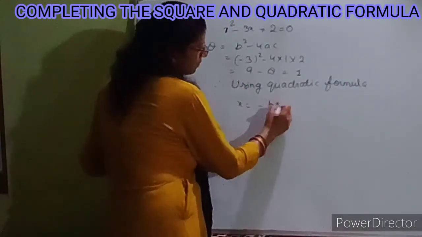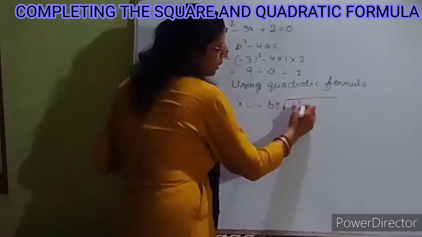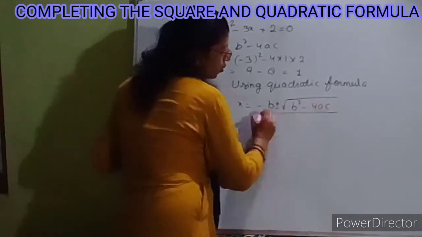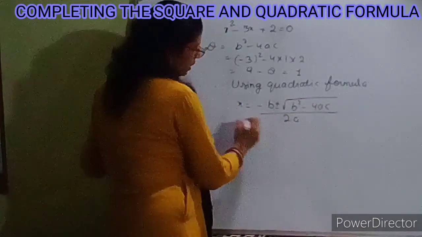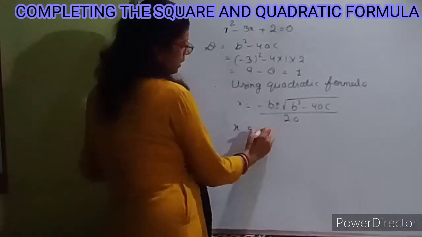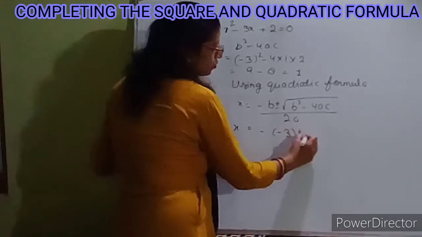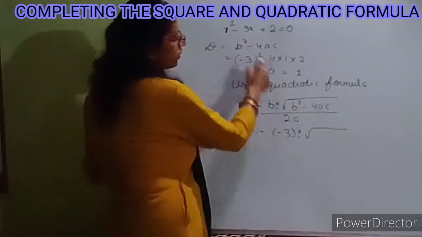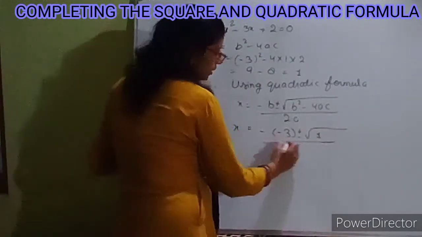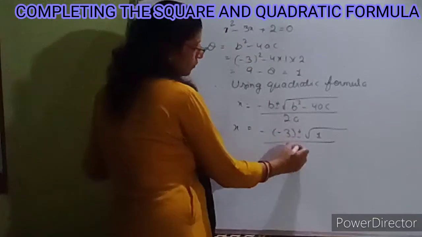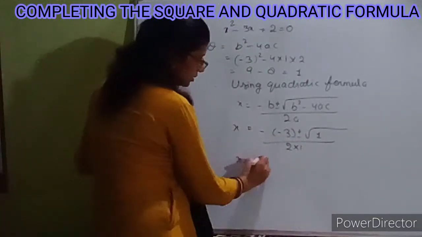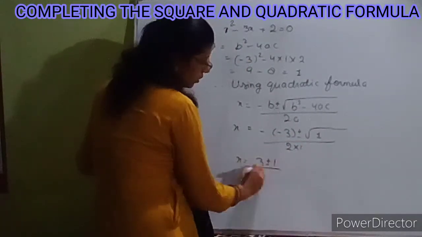x equals minus b plus minus root of b square minus 4ac whole divided by 2a. Keep the values: minus b, minus, what is b? Minus 3, plus minus root of b square minus 4ac, we already got 1, whole divided by 2 into a, which is 1. So we'll get x equals 3 plus minus 1 upon 2.